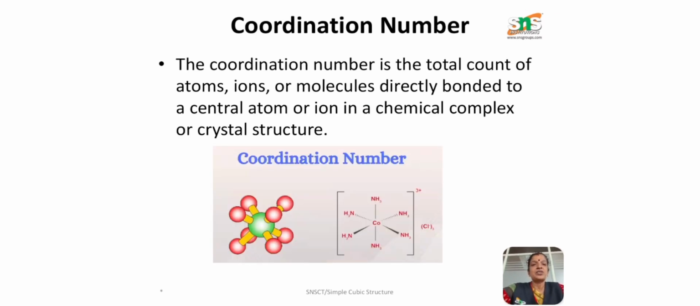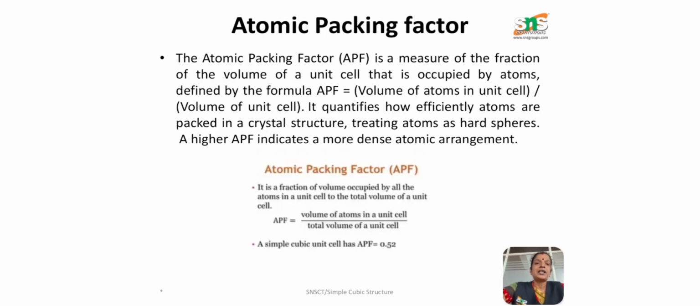Next one is the coordination number. Coordination number is the number of nearest neighboring atoms to a particular atom. That count is called the coordination number. Finally, the atomic packing factor. The atomic packing factor tells what percentage of the unit cell is filled by the atoms and how much is empty. It is calculated with the formula: volume of the atoms in a unit cell divided by the total volume of the unit cell. This is the basic formula for atomic packing factor. These parameters can be calculated for different crystal structures.